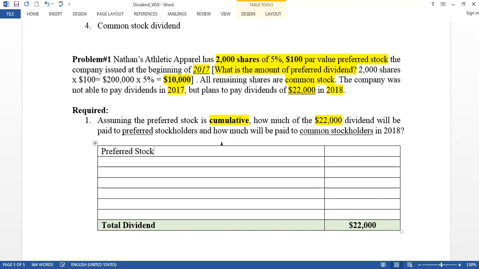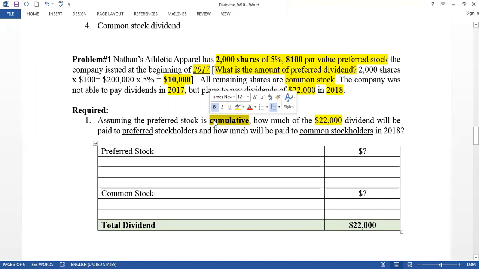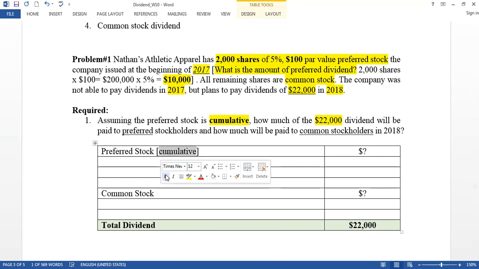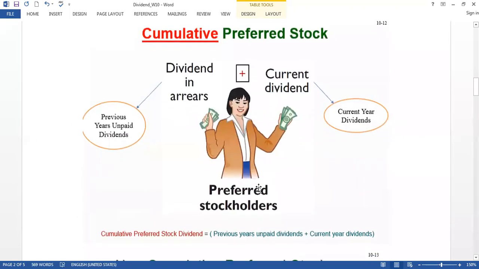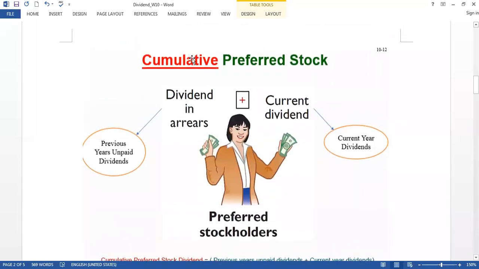And the question says that preferred stock has another characteristic. They are preferred stock, but they belong to cumulative. This is their identity. Now go back to this picture. So preferred stock, cumulative, right? And can you remember which is the first priority? This one is the first, right?